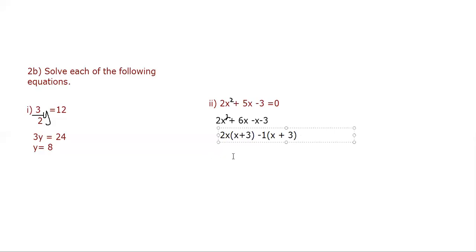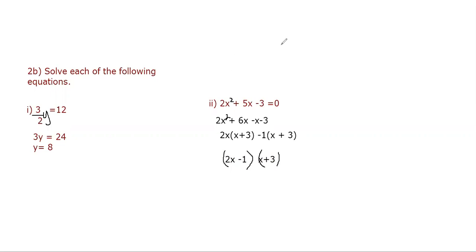And of course, when we put this together, notice that these two in the bracket are the same. So therefore, you put these two together. So you say 2x minus 1 in brackets and x plus 3. Let me add the brackets. Good. Bam, bam, bam, bam. Good. Next question. Moving on.